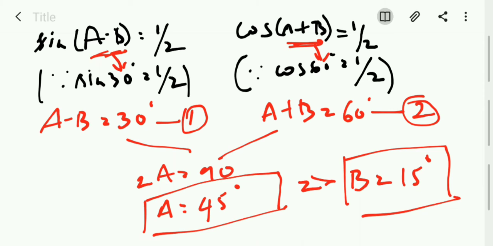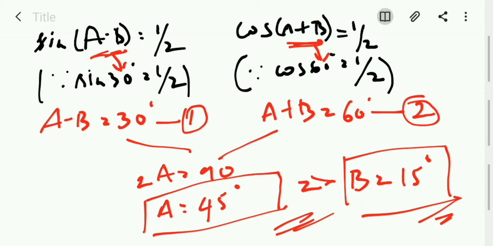Because a plus b is 60 and a minus b is 30, so 30 minus 45 is minus 15. So b will be 15, as the minus signs get cancelled out. You will be getting 15 degree. Simple. The problem looks very simple, isn't it?